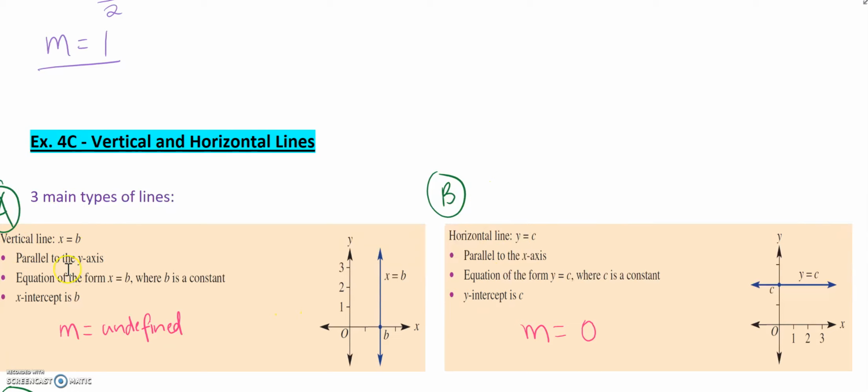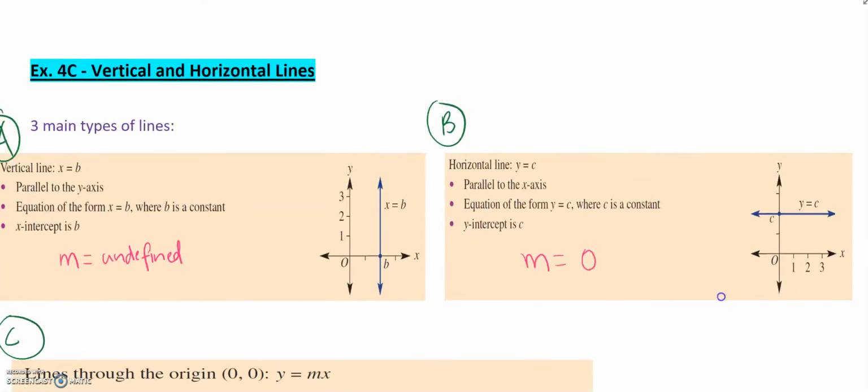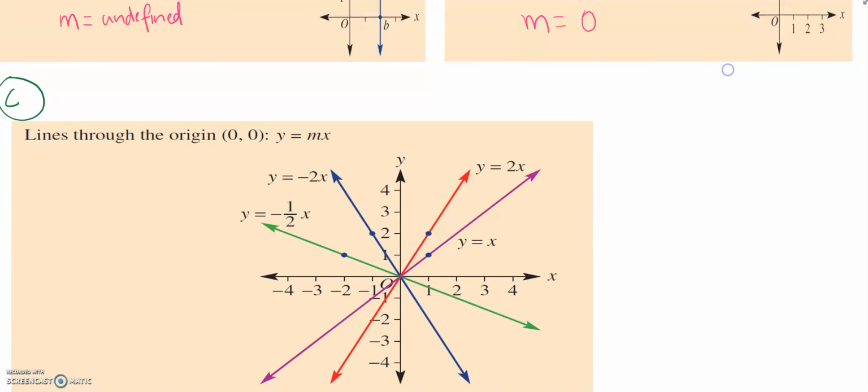You need to remember these important points, okay? The vertical line, undefined gradient. Horizontal line, 0 gradient. Horizontal line, the equation is, because it cuts the y-axis, y equals the number. Vertical line, it crosses the x-axis, x equals the number. Now the third type is all of these.